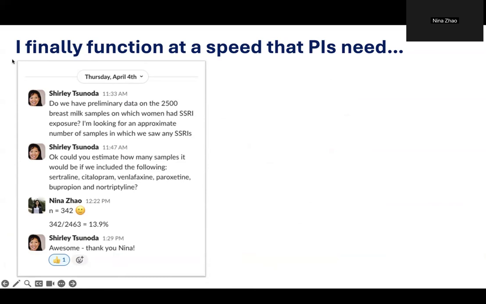As you can see in these Slack messages, one day at 11:33, right before our lunchtime, Shirley came to me and asked, Nina, do you have any preliminary data on the antidepressants detected in the 2,500 breast milk samples? So I finished my lunch with my colleagues, and at 12:22, I was able to give her the number: about 14% of samples have antidepressants detected. Shirley was really happy with the speed. She said, awesome, thank you, Nina. But I really want to say that it's actually the drug library that was awesome, that allowed me to analyze drugs in these breast milk samples in such a timely fashion.